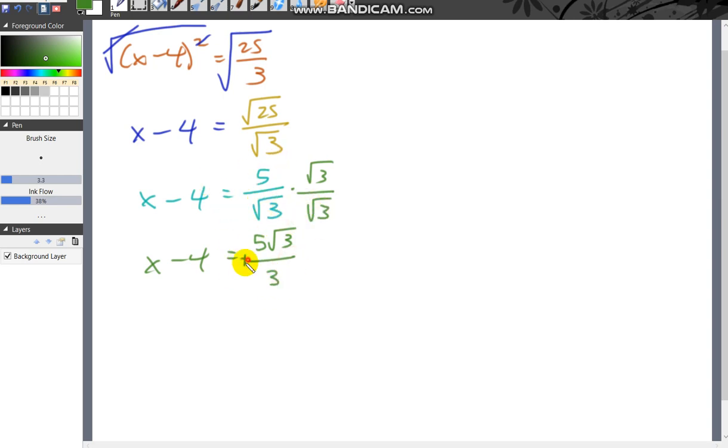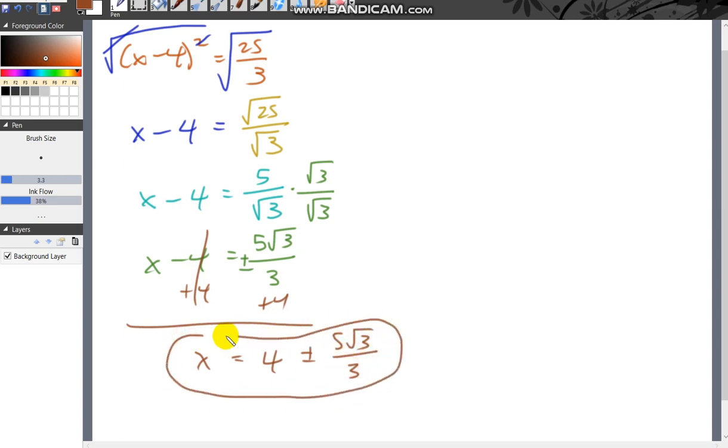Don't forget the plus minus. I seem to have forgotten, whenever you take a square root, don't forget the plus minus as you come down. And then what you want to do is add 4. When you add 4, this cancels, and we get x equals 4 plus or minus 5 times the square root of 3, divided by 3. So yeah, that's basically how that one would look.